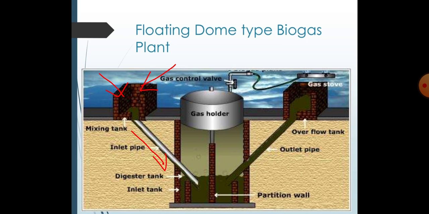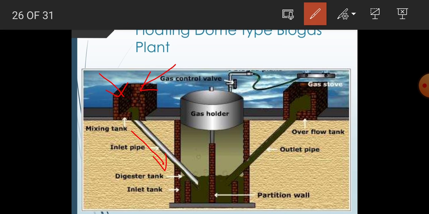So this will produce biogas in the digester in the free space. As the gas holder moves up and down, it can move only within the free space, from here till here. So this is the movement of the gas holder, minimum and maximum.